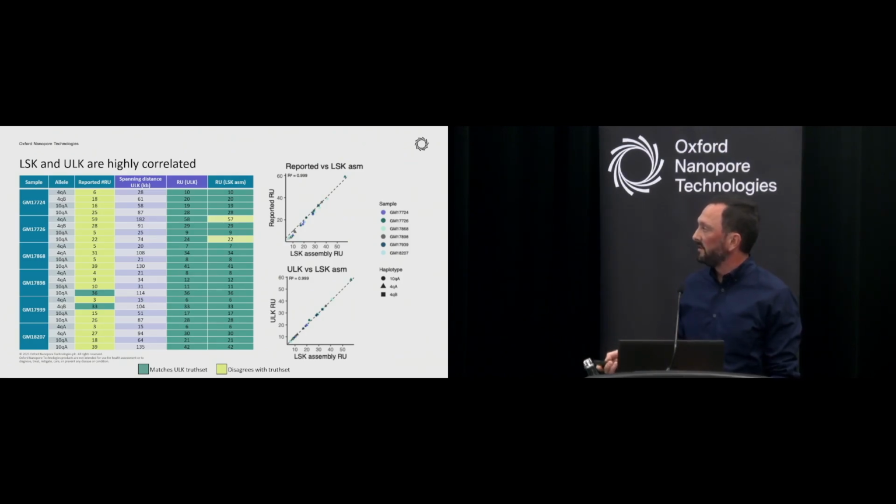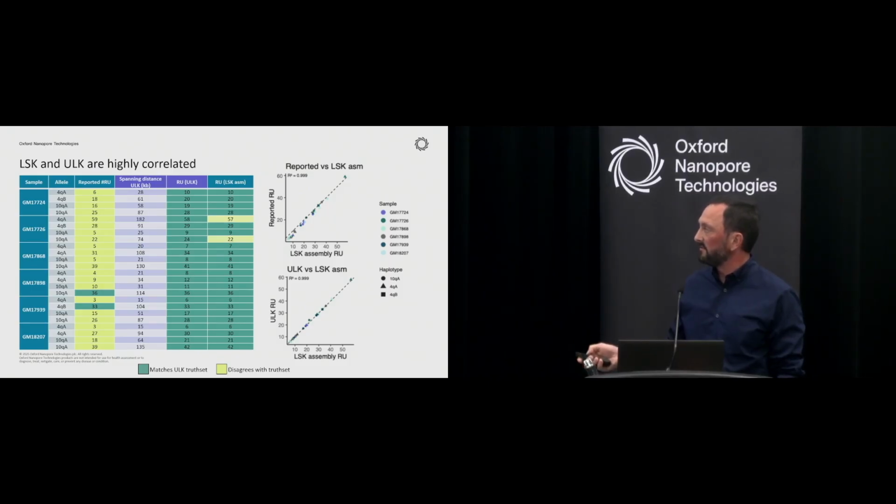And then in green here and the purple row, this is our ULK repeat counts. So we think that that's actually more correct than the Coriell data, because these, again, are just direct measurements of the D4Z4 repeats. So we're using that as our ground truth.